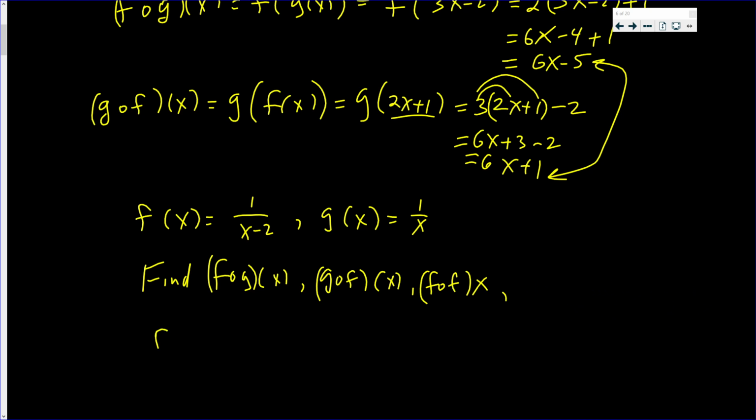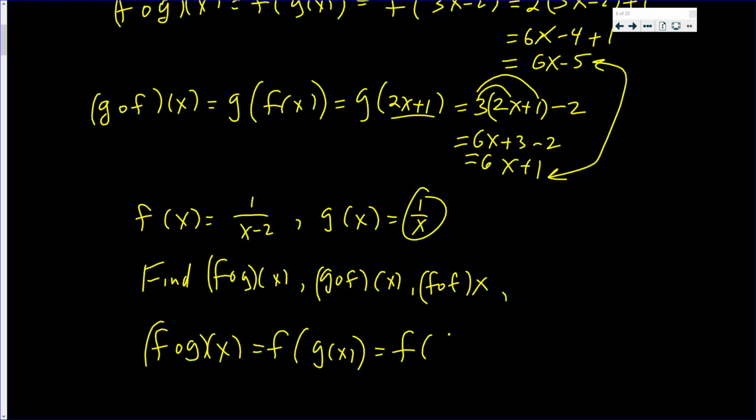Okay, so what is f circle g of x? Well, by definition, it's f of g of x, and g of x is 1 over x. Now, what does f do to what's in the brackets? Well, first, it puts a 1 on the top, and then in the bottom, it takes away 2 from what's in the brackets. Okay, 1 over x is in the brackets. I will take away 2. And there's one way of writing it.